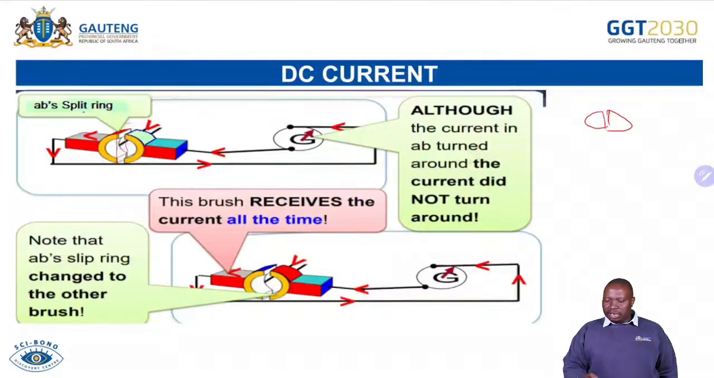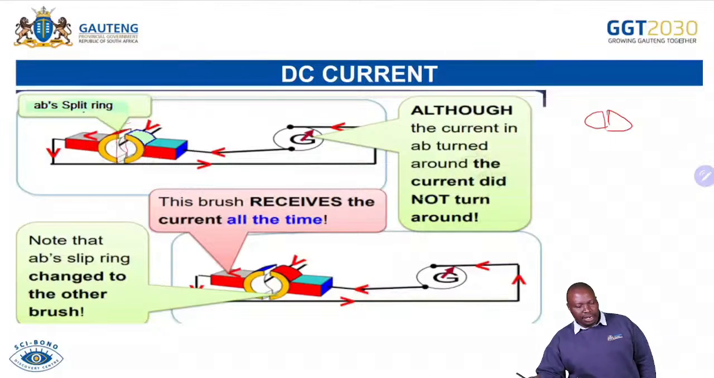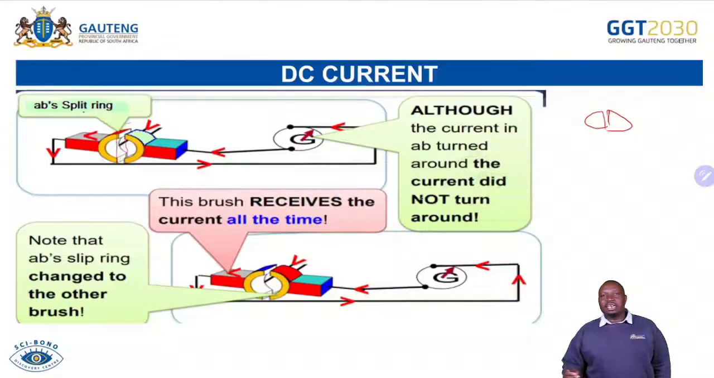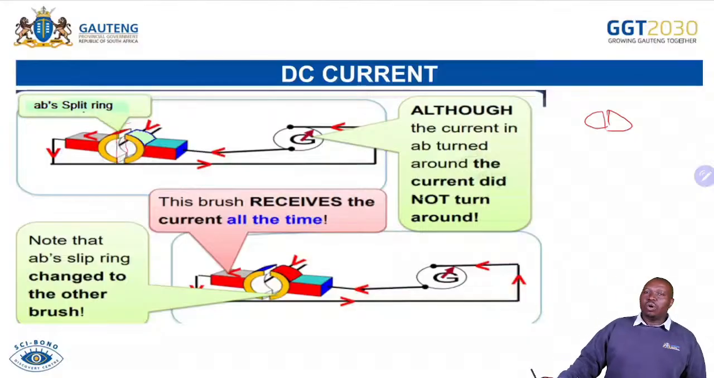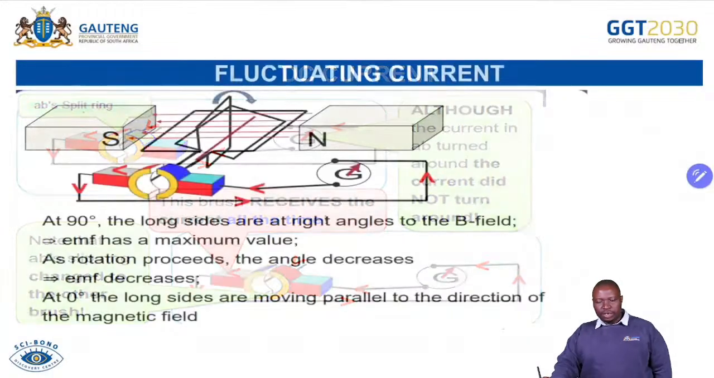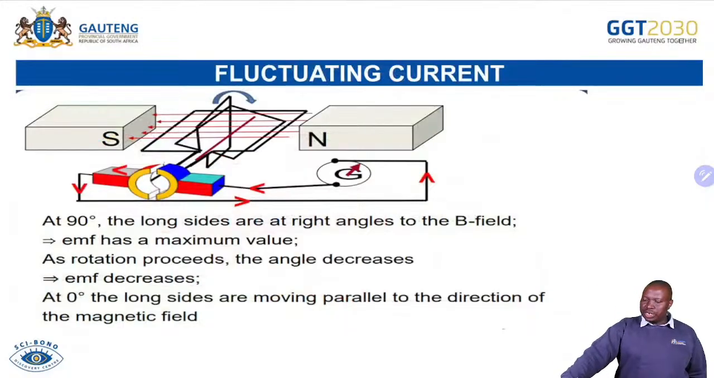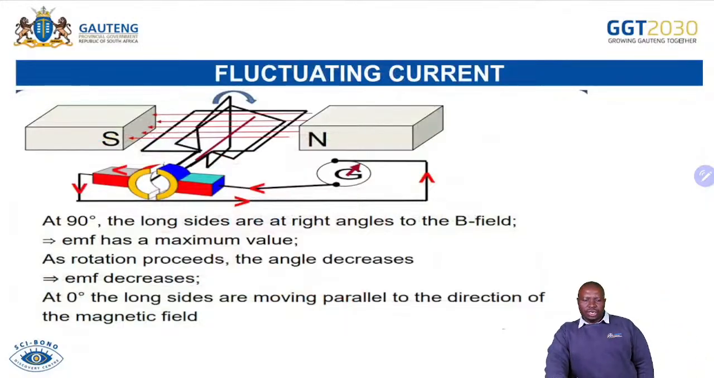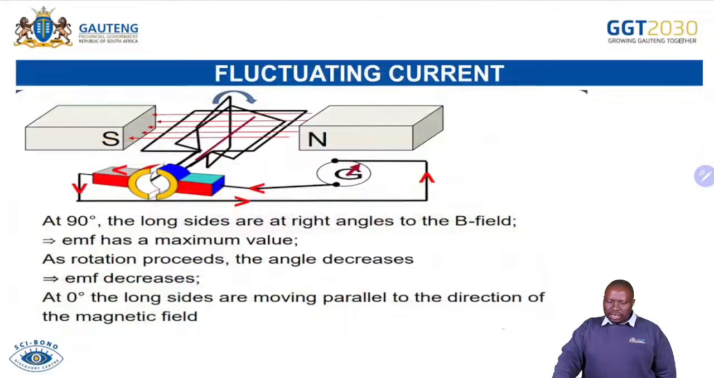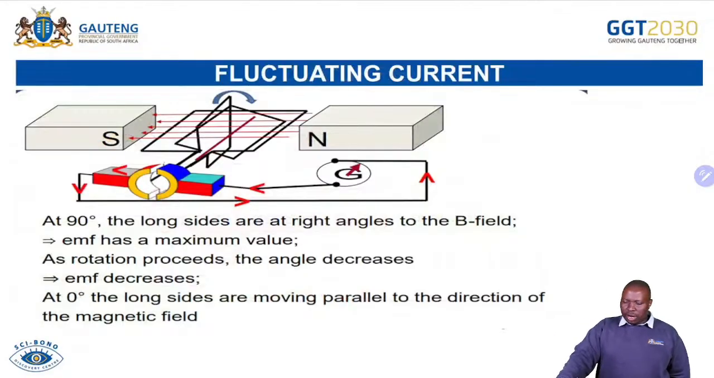Although the current in AB turned around the coil, not turned, but we are saying this branch receives the current all the time. So you can see that this is what is happening in terms of the split ring. Remember we said we call it split ring or commutator. So you can refer to it as a split ring or commutator. And we talk here to the issue of fluctuating current, which is your alternating current. Now your current will be fluctuating. What makes this current fluctuate?